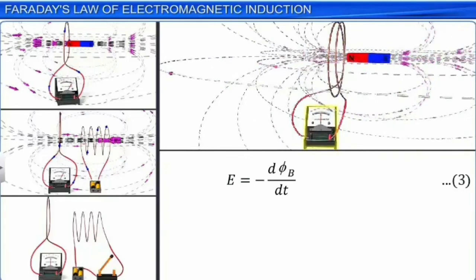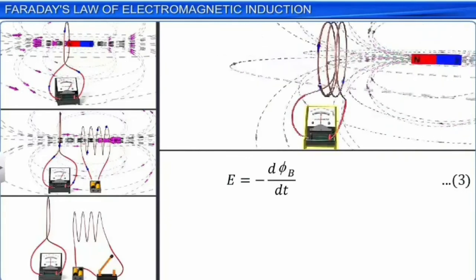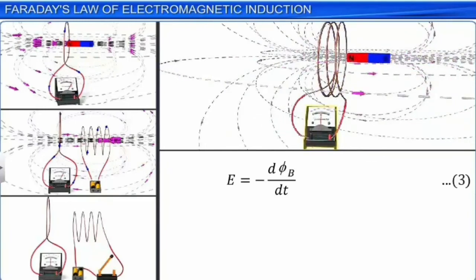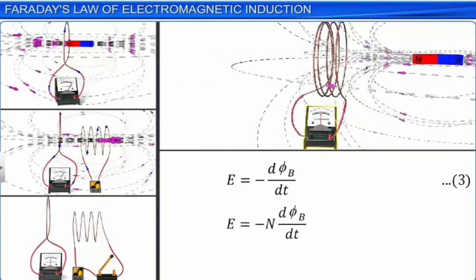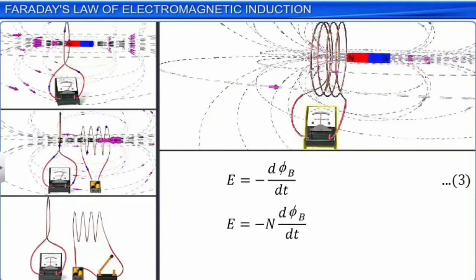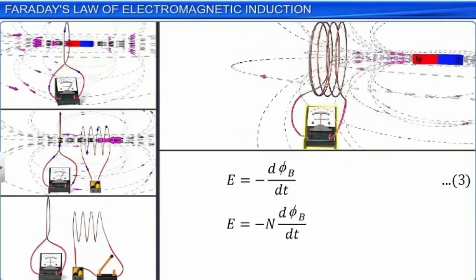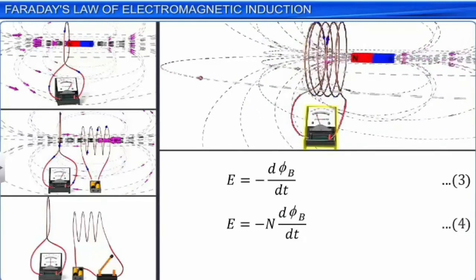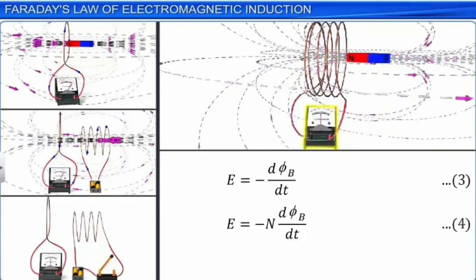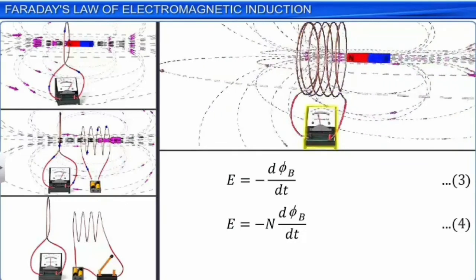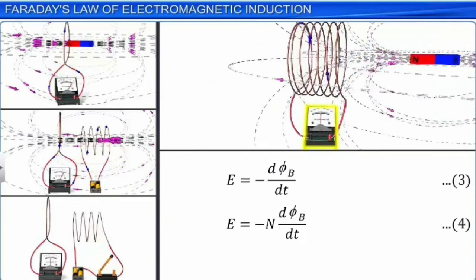Now we can see that we can increase the deflection produced in the galvanometer by increasing the number of turns in the coil. By increasing the number of turns, the induced EMF produced is increasing. So we can modify the mathematical statement as E is equal to minus N d phi by dt. Here the negative sign shows the direction of induced EMF and hence the induced current.